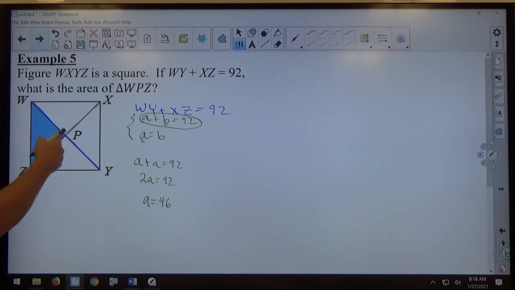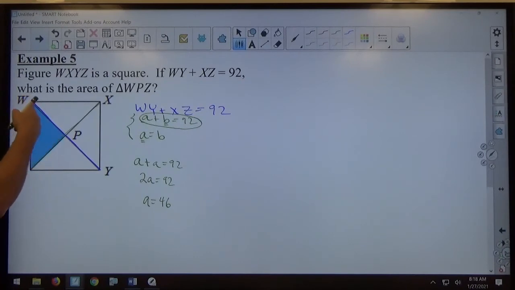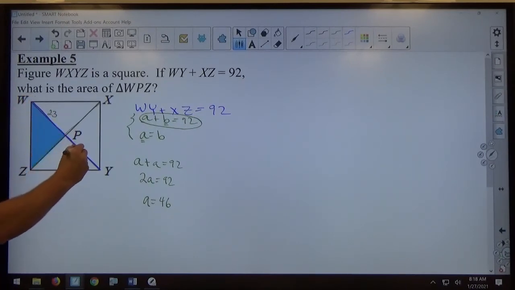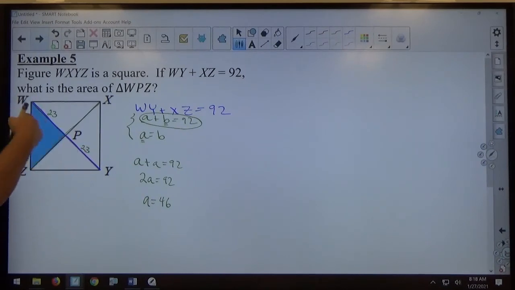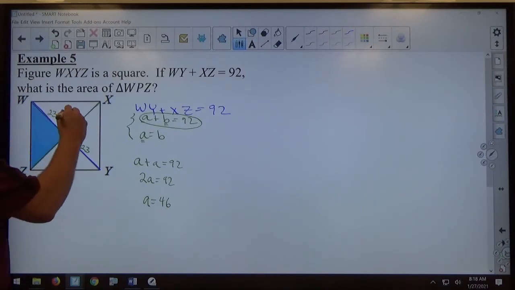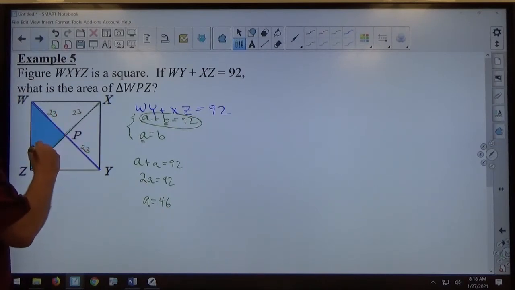If WY is 46, how long is WP? 23. 23, because 23 and 23 makes 46, right? We know WY gets cut in half by XZ. Same theory goes for XZ. If XZ is 46, then XP is 23, so is PZ, because WY cuts that one in half.